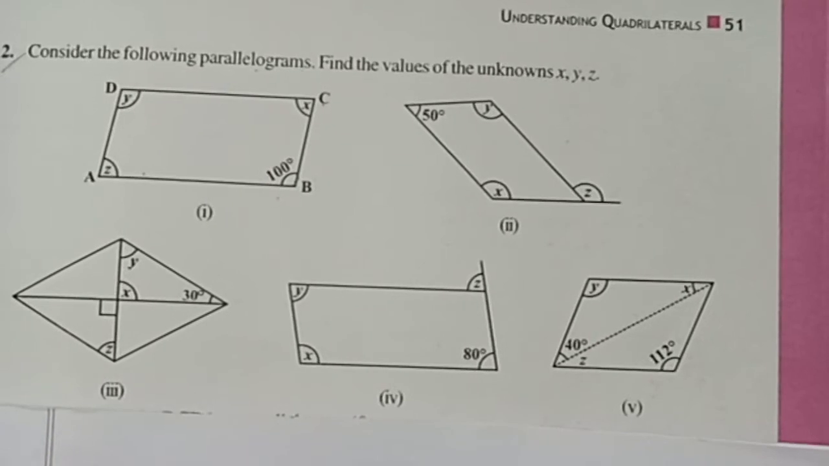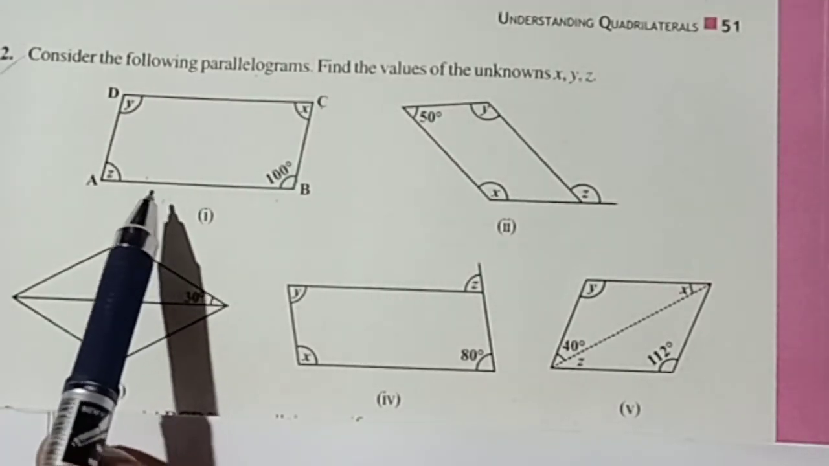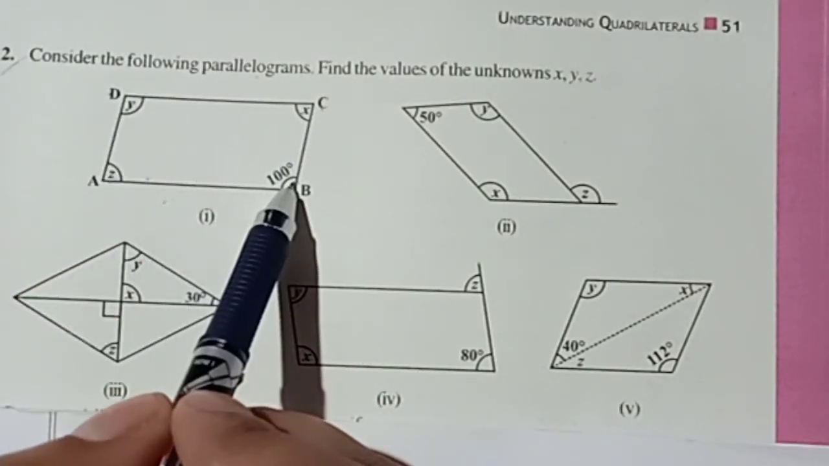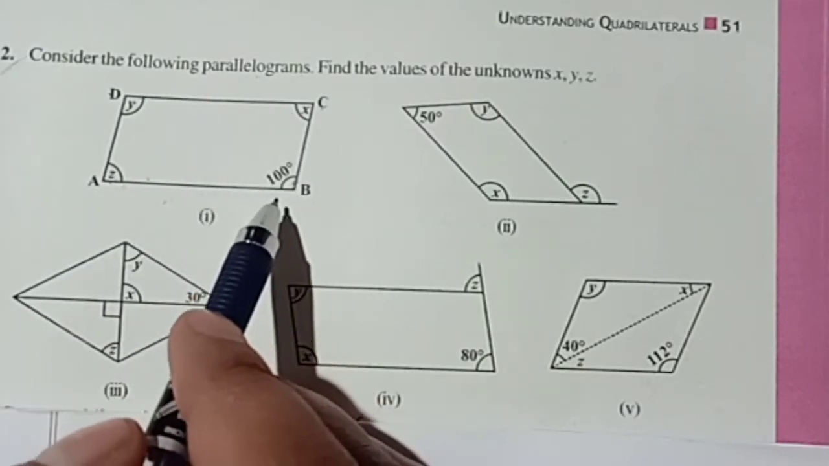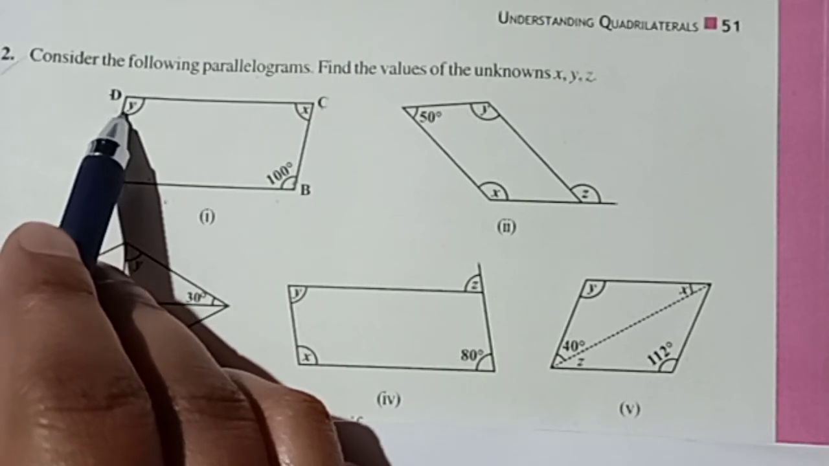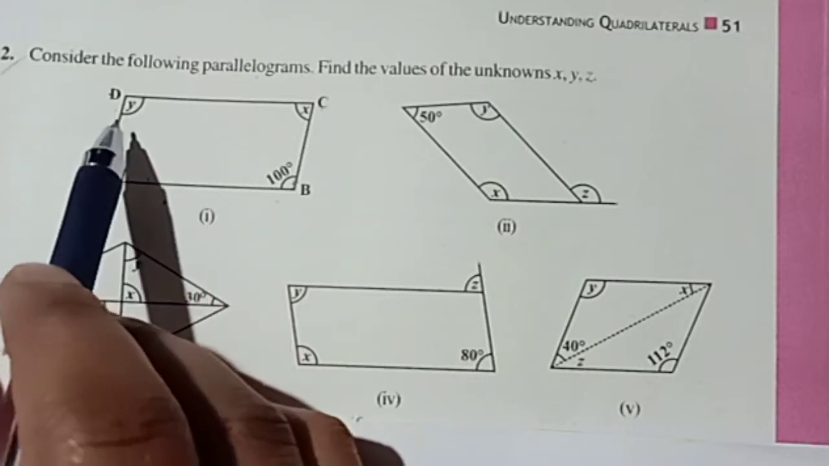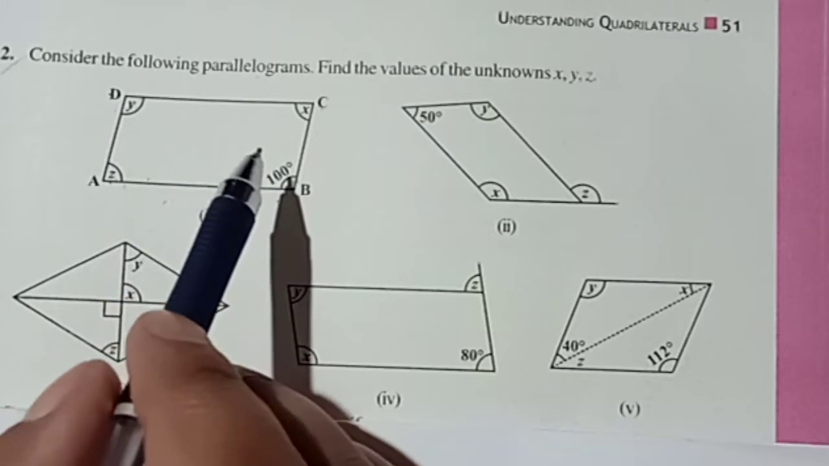So let's take the first figure. This is the first figure, A, B, C, D. B is given 100 degree. X, Y, Z. If B is given 100 degree, then D is given Y, which is equal to 100 degree. Y will be equal to what? 100 degree. Why? Because opposite angles are equal.